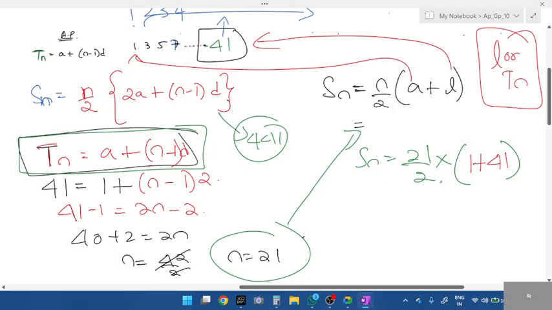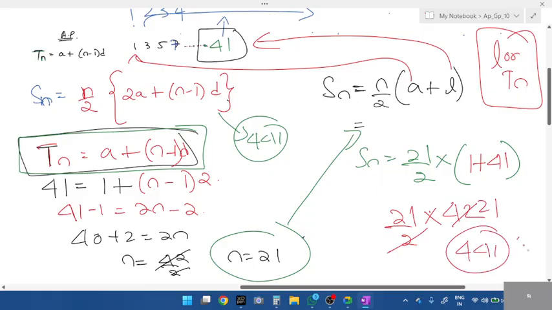So here l or Tn, both are the same. In some textbooks, they would have given a plus Tn. Even that is the same. Tn or l is basically the last term, students. 21 by 2 into 41 plus 1, which is 42. 2 ones are 2, so 21. 21 into 21 is 441. Understood, all of you? Is it clear? Any doubts? No doubts, right? That's it. Okay, it is very clear, students.